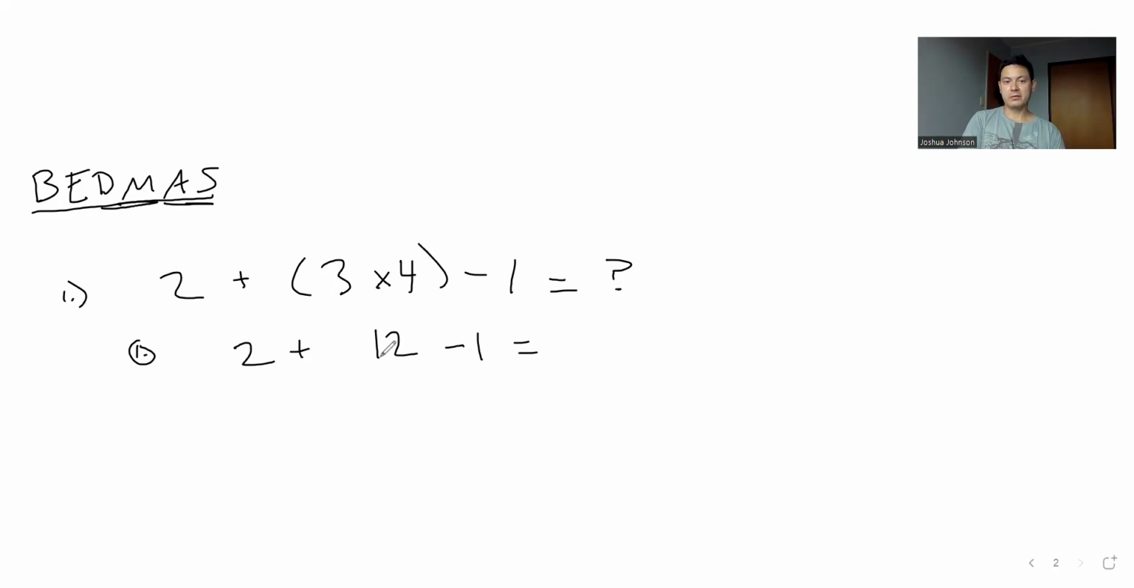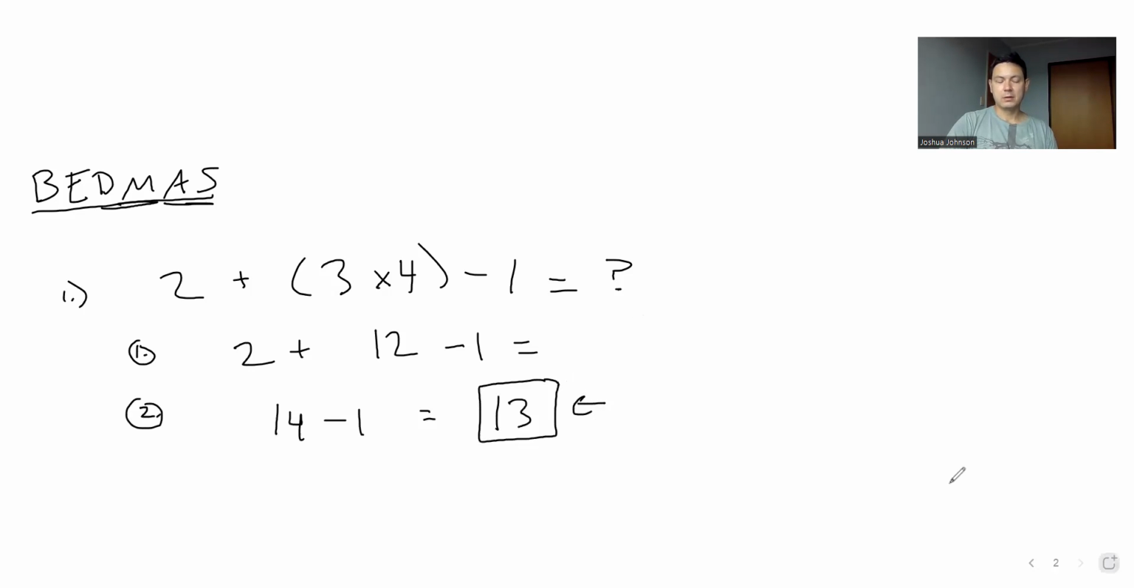So we have 2 plus 12 minus 1. I'll break this step down again. Going left to right, we have 2 plus 12, which is 14. And then minus 1. Then you just wrap the problem up. 14 minus 1 is 13. So that is our solution. That is the answer we get. That's a simple example of a BEDMAS problem.